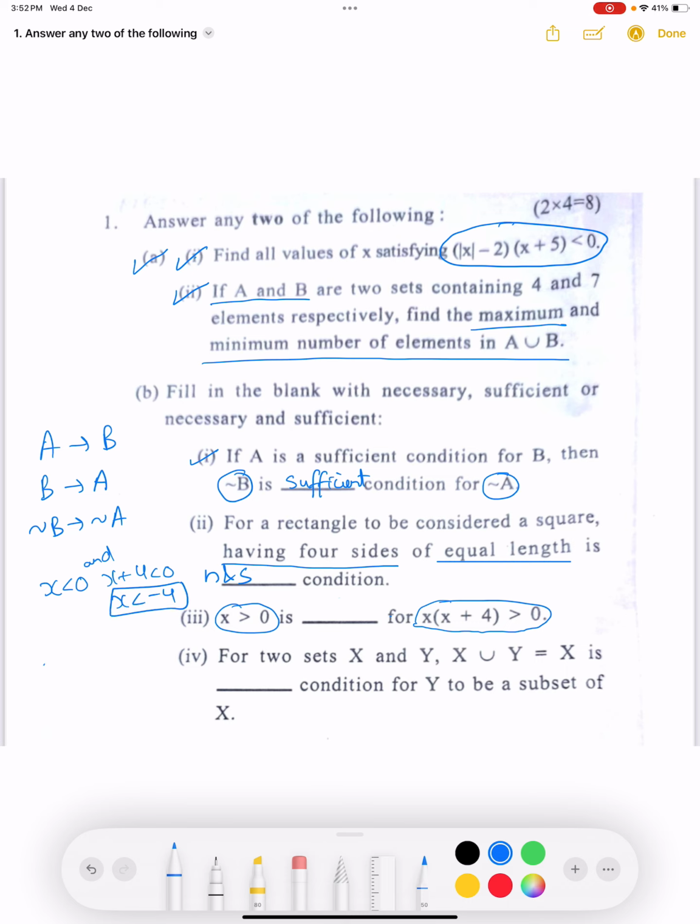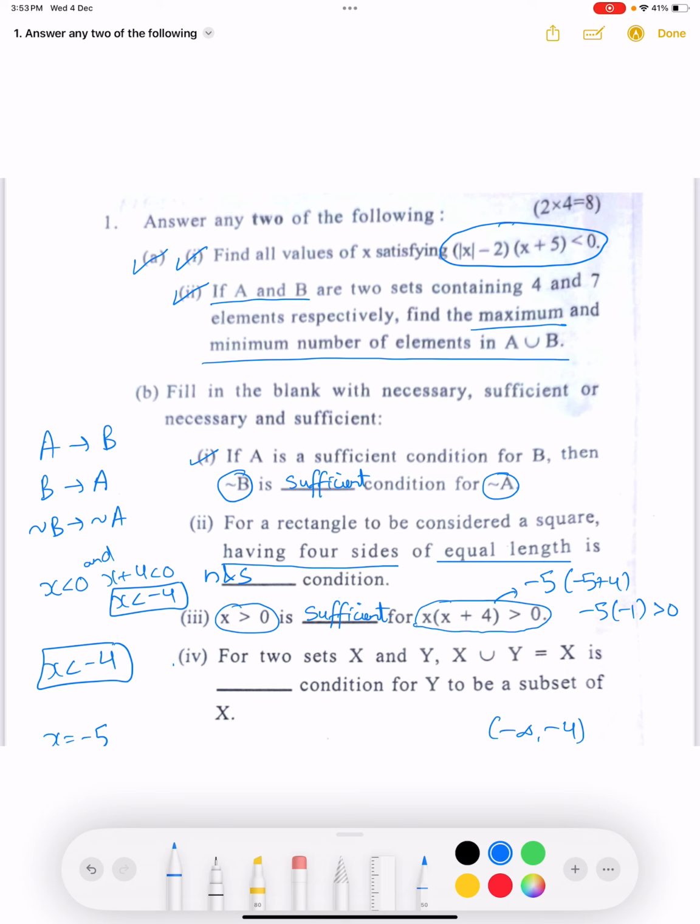So for any value of x less than minus 4, you will get x into x plus 4 to be greater than 0. Suppose x is minus 5, this would be minus 5 into minus 5 plus 4. This is minus 5 into minus 1, which is greater than 0. So this is sufficient, but not necessary, because we would have different values ranging from minus infinity to minus 4 for which this inequality is also satisfied.